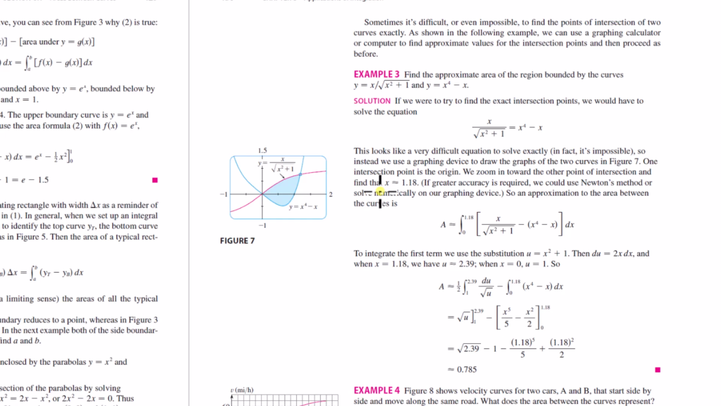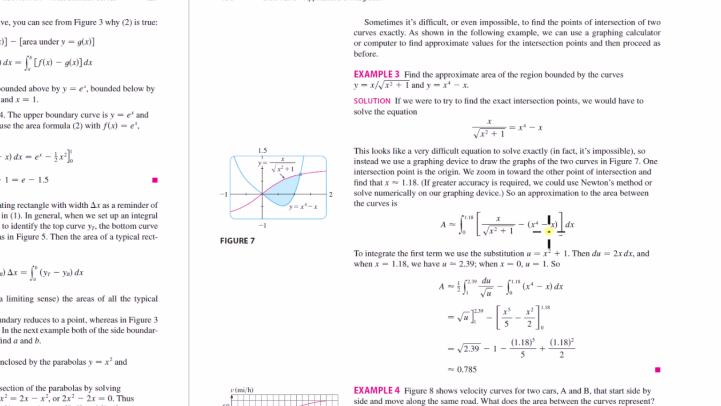If you're a mathematician, a PhD major, trying to solve math theorems, then in general you're trying to get exact solutions. But this course is more for people that are applying math, like engineers, scientists, business people, chemists. And so numerical methods are great if you're just trying to apply the math to real situations. And so that's what they're saying. They use the graphing calculator to get this is the origin, and this is x equal to about 1.18, and so those are the limits of integration.